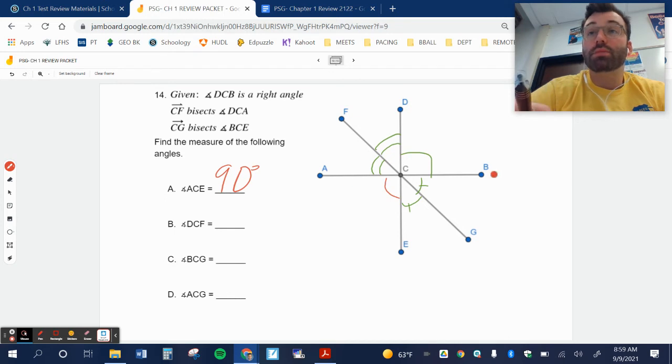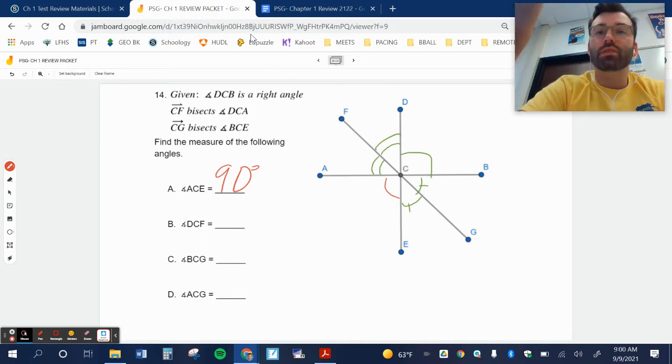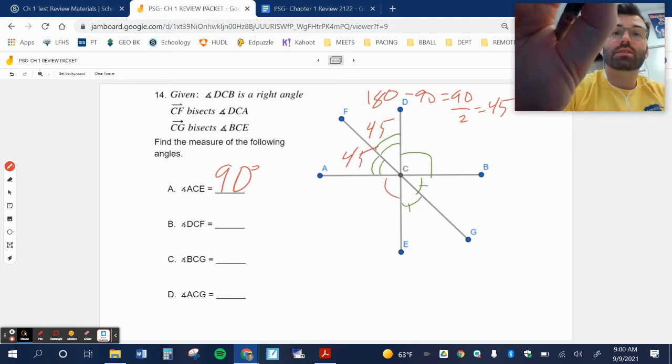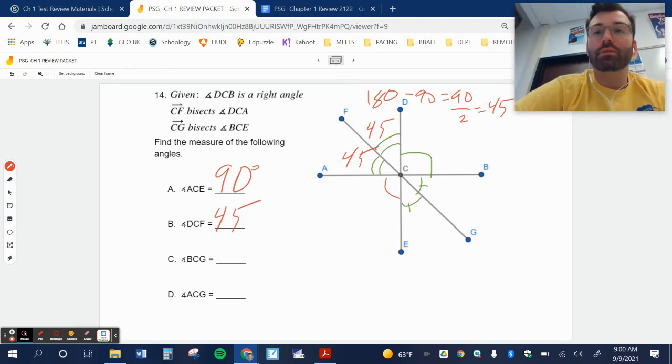Next thing I want you to see is that this whole line, ACB, is 180. And then I have two equal parts here. So I have 90 and 2 equal parts. If I subtract 90 from 180, I get 90. And then I divide that by 2, I get 45. Why am I dividing it by 2? Because these two parts are congruent. That tells me each of these pieces is 45 degrees. So DCF is 45 degrees.